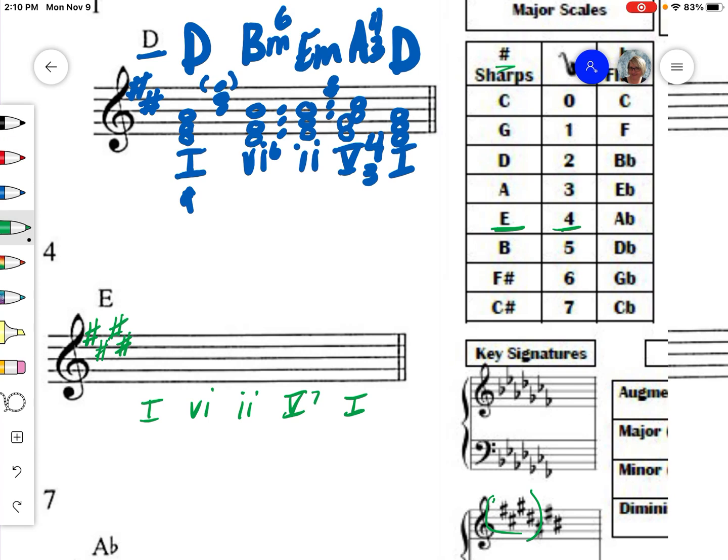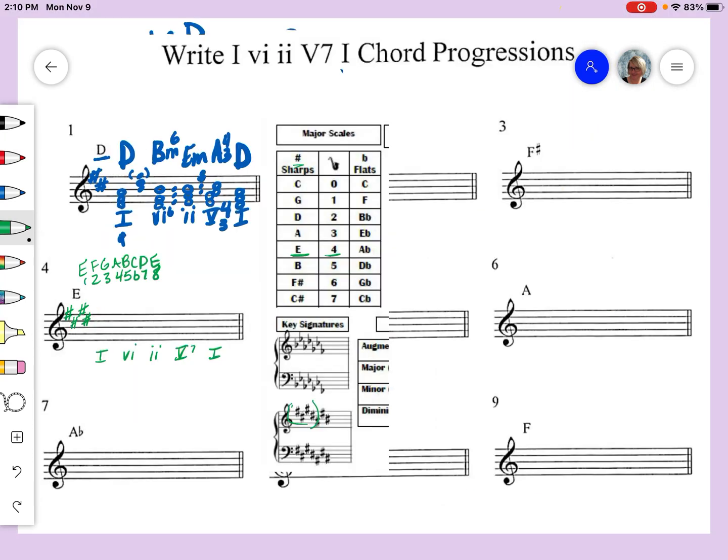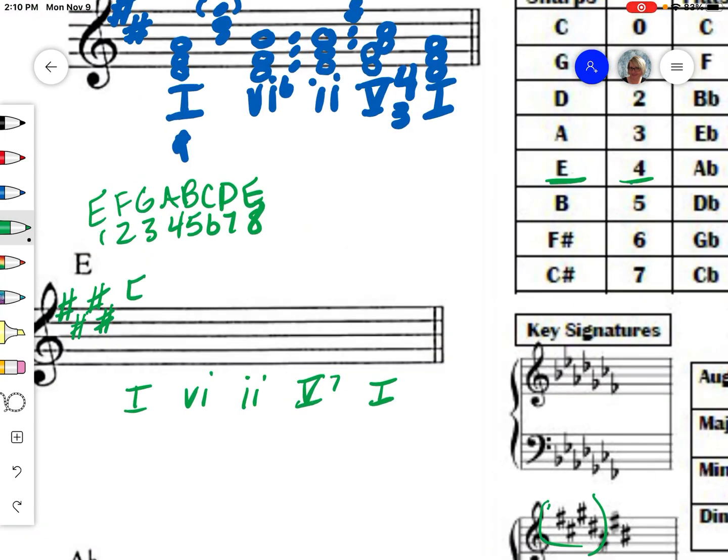And then I need to know what the names of the chords are. So I do the alphabet from E up, E, F, G, A, B, C, D, E, and then I number them. Okay, so I know that E is the 1st note. I know that the sixth note is C. It's sharp because of the key signature. My second note is F, and it's sharp because of the key signature. And then my fifth note is B, and it is not sharp because of the key signature.